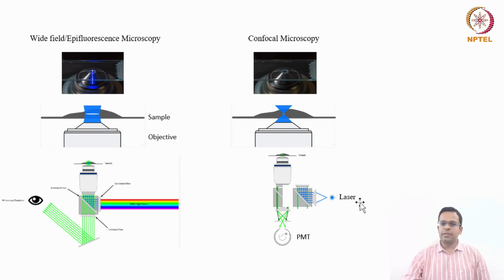Because of that, you can illuminate only one point of the sample compared to the entire big area of your sample. You can see here the imaging volume represented for the wide field microscope, and this is for the confocal microscope. In the confocal microscope, at a time only this cone of light illuminates the sample, and only this particular point will get illuminated compared to the wide field microscope.